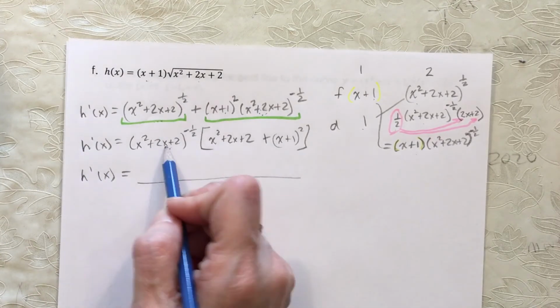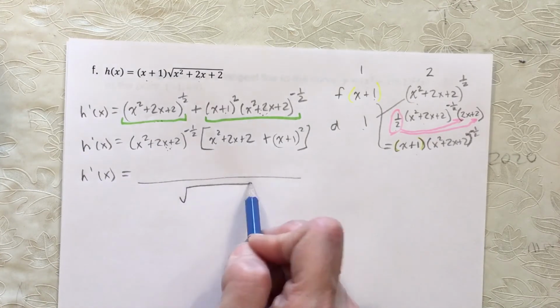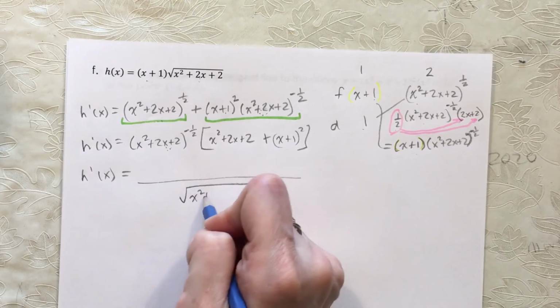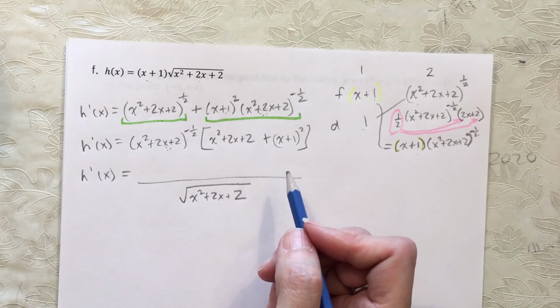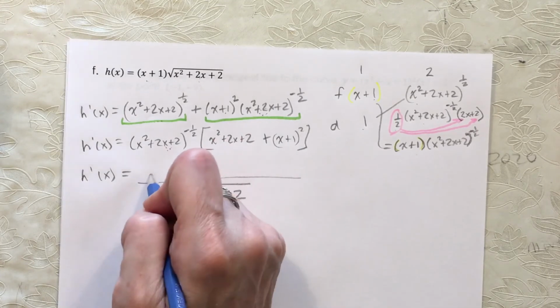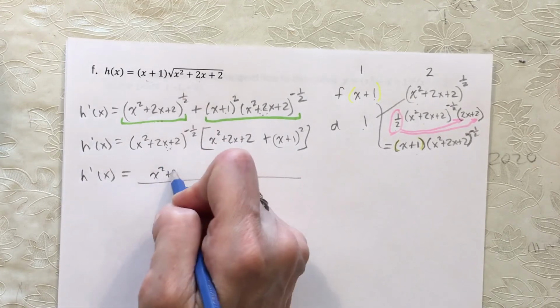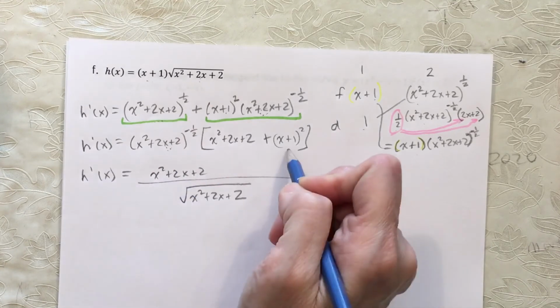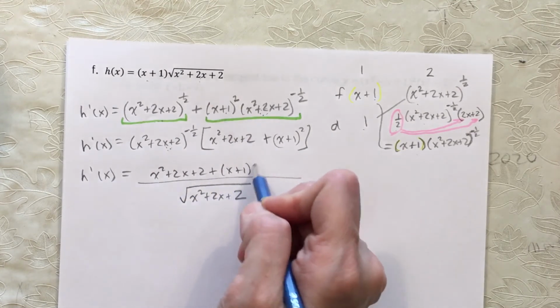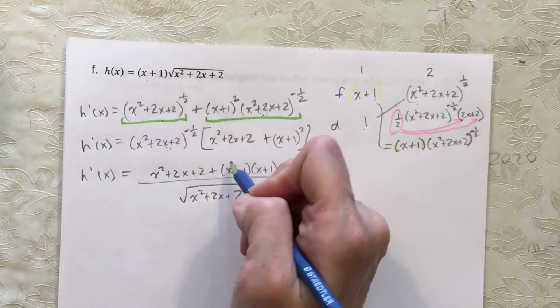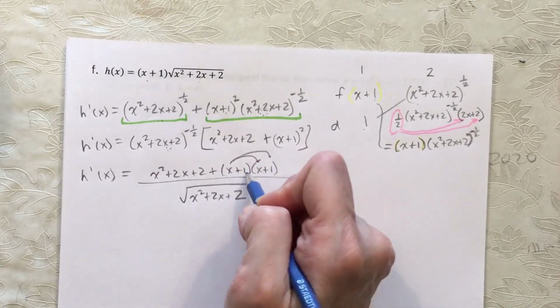So I'm going to move this to the denominator and make it square root of x squared plus 2x plus 2. In the numerator, that's where I'm going to expand (x plus 1) squared. If you can do that in your head, great. If not, you can take steps here and do the FOIL, which I'm going to show.